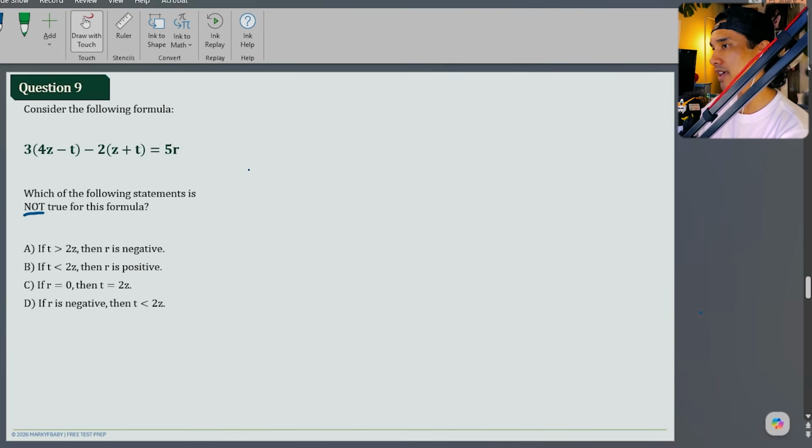Okay? The first thing that I would do here is I would simplify this formula. Okay? Let's simplify this. So let us distribute, right? Distribute.